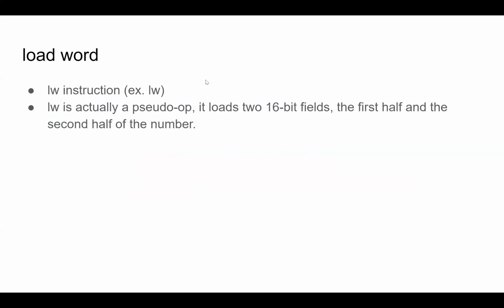Okay. So load word. It's a load word instruction. It's actually a pseudo op. As you guys know from the data path module, it's actually two instructions because the immediate field in the load word instruction is only 16 bits, and it takes 32 bits for a full word. So it requires two instructions to do the load word. So that's why it's a pseudo op.